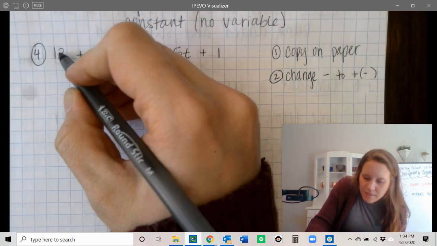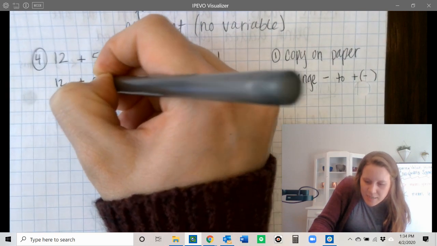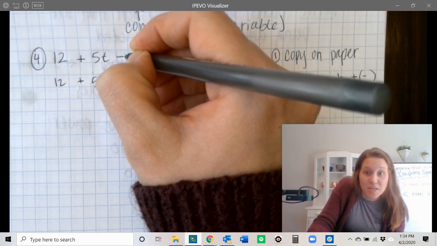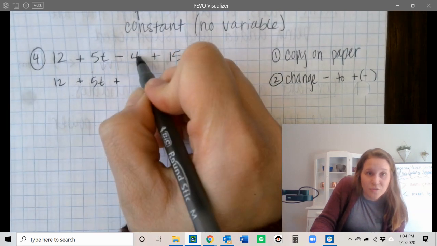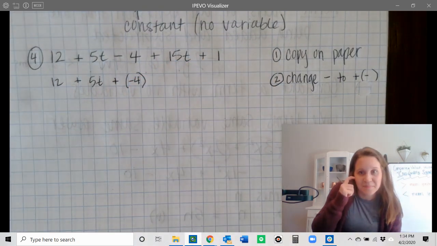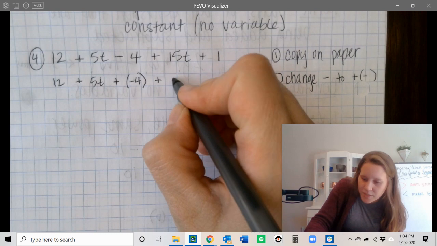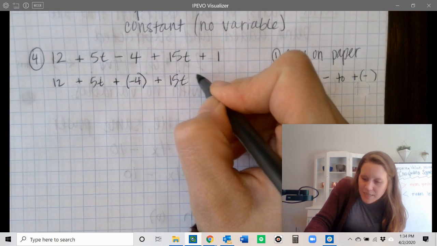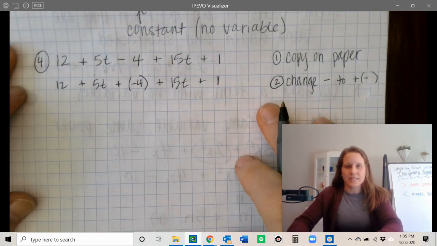So let's see, keep 12, keep plus, keep 5t. Here's subtraction. Change subtraction to plus, and change 4 to negative 4. Okay. This is what we practiced last week, so hopefully things are coming full circle here. Plus 15t plus 1. All right, that got a little messy, sorry.